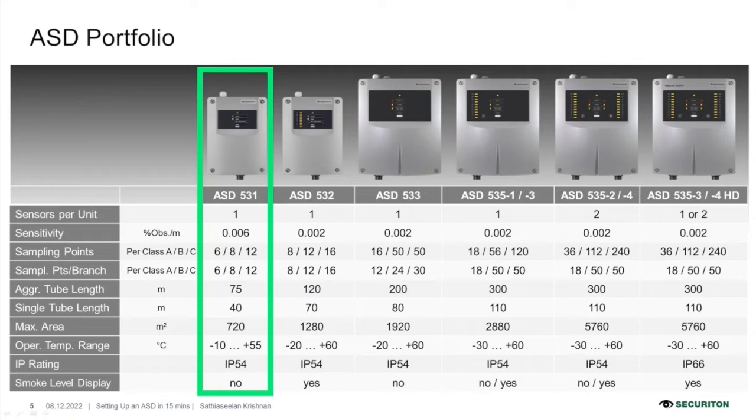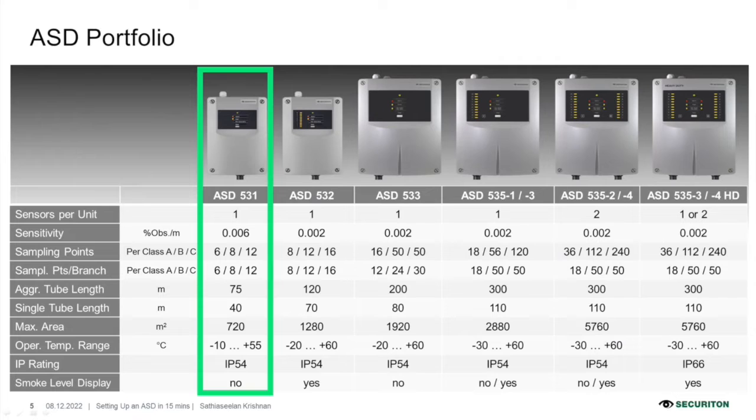In terms of the aggregate tube length that can be covered, it is 75 meters. For a single tube length, in case we have branches within the main branch, we can go up to 40 meters in length as well. With those capabilities, we can summarize that the approximate maximum area of coverage is 720 square meters. So it's not too small; an average room can be covered with our ASD 531.